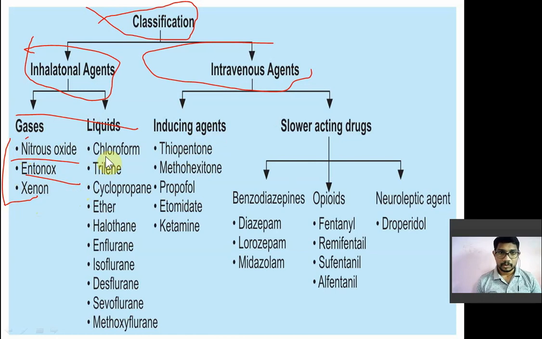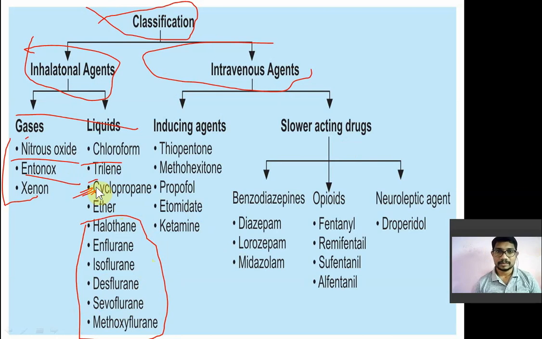Liquids, for example, chloroform. Then trilene, cyclopropane, ether, halothane, enflurane, isoflurane, desflurane, sevoflurane, methoxyflurane. Remember these: halothane, enflurane, isoflurane, desflurane, sevoflurane. These are the liquid volatile halogenated hydrocarbons. Cyclopropane, ether, chloroform, these are the inhalation anesthetics.